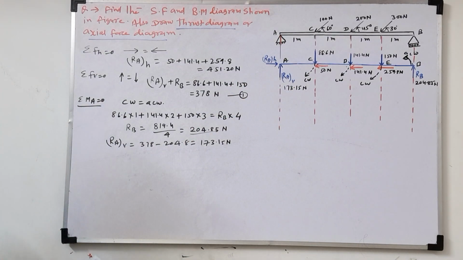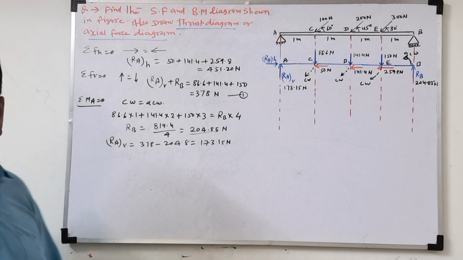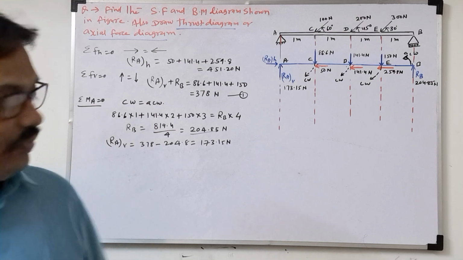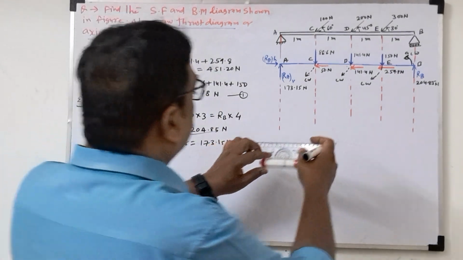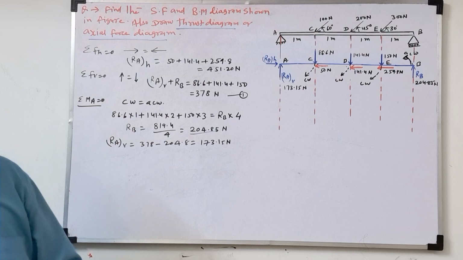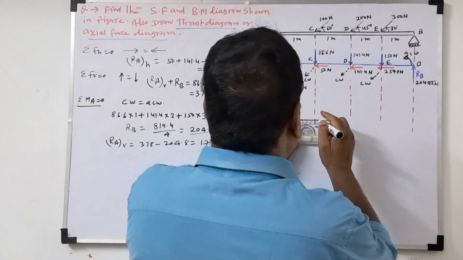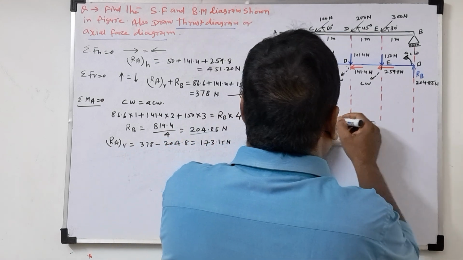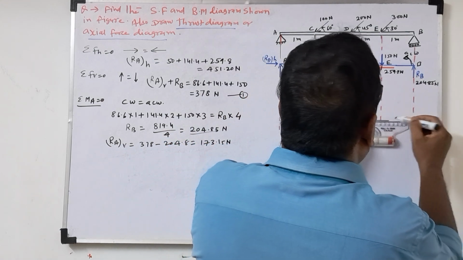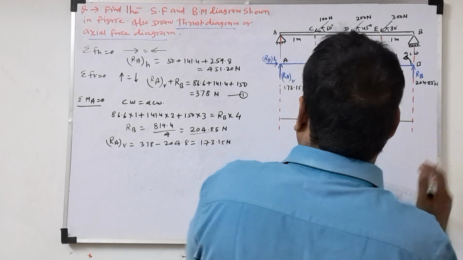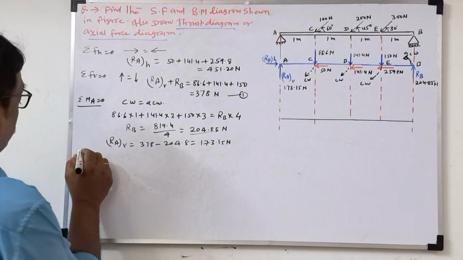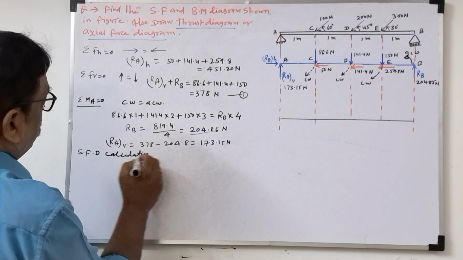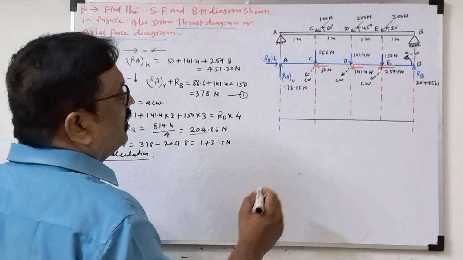So support reactions are over. Now our work is to find the shear force diagram. So we will draw the shear force diagram. First we will draw the shear force zero line. Then we will do the shear force calculation, and one by one we will substitute everything. So this is the shear force diagram zero line. So we'll do the shear force calculation. What sign convention will we follow here?